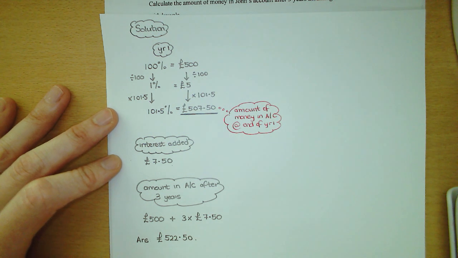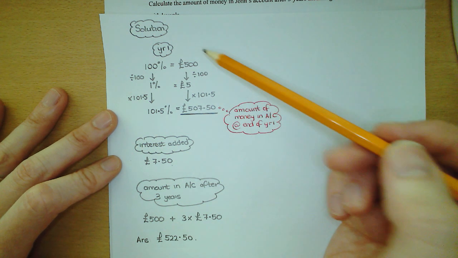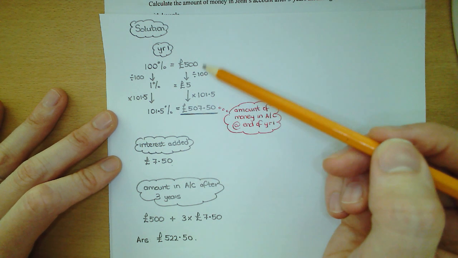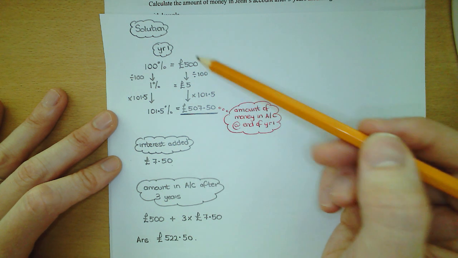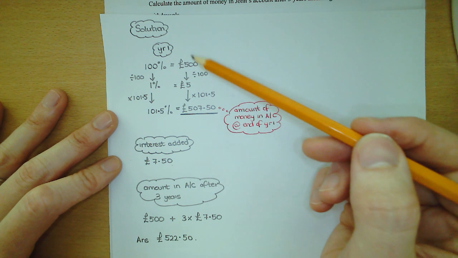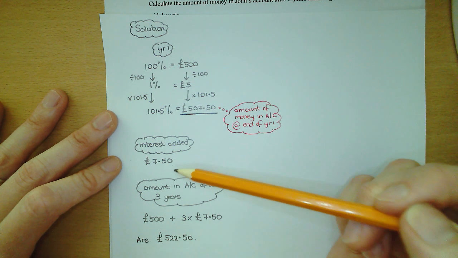So that's how simple interest works. The interest is based on the amount of money at the beginning of year one only. So it's calculated on the initial figure at the beginning of year one, and then the same amount is added each year.